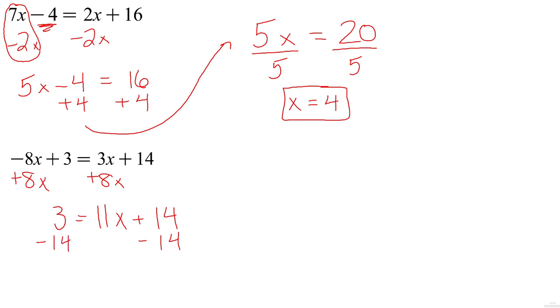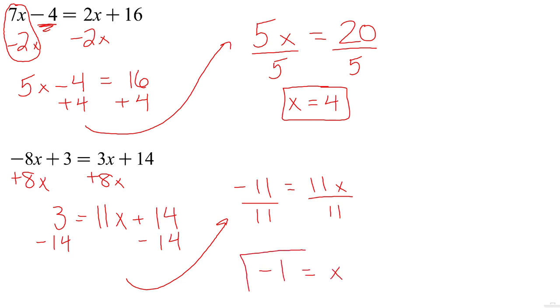Now this one is going to give us a negative. That'll happen sometimes, but not a huge deal. We'll go up here. 3 minus 14 is negative 11. And we have negative 11 equals 11x. So when we divide by the coefficient on the x, the 11, we just get negative 1 equals x. And that's our final answer.